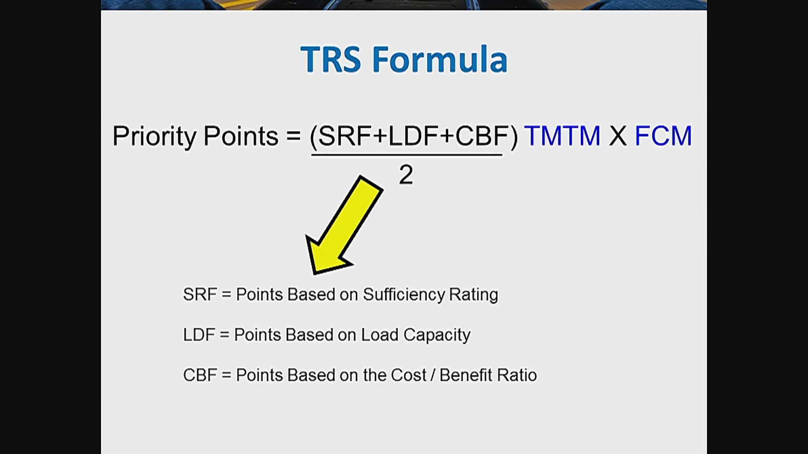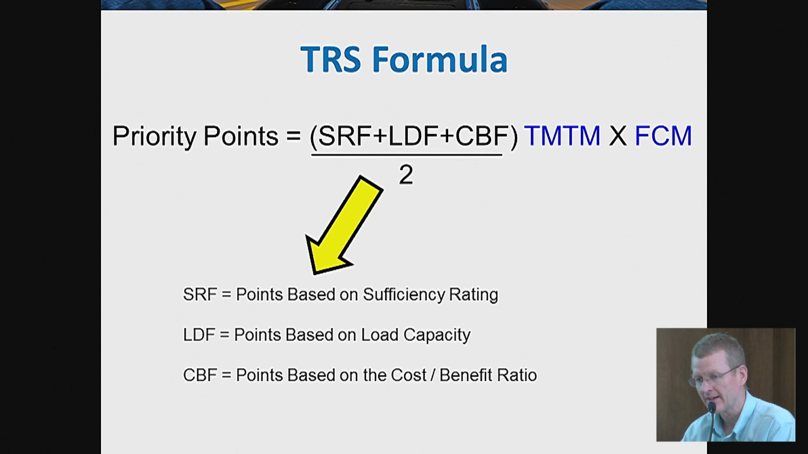So for the local agency bridge selection, they use what's called the TRS formula, and that has several factors in it. One of the factors is the sufficiency rating factor, and load rating plays a very important role in the sufficiency rating factor. It's also the load deficiency factor, which is purely based on load capacity. So you can see that having an accurate load rating is really critical during the selection process for local agency bridges.